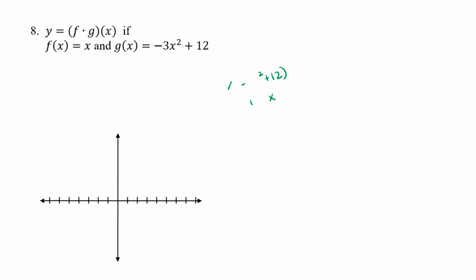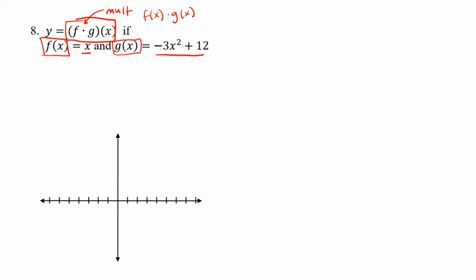But looking here at number 8, what it's first asking us to do is set up f times g of x. Now that dot there does mean multiply, so we're not setting up our composition of functions. We're really just setting up what's f of x times g of x. So all we do there is we take whatever f of x is, multiply it to g of x. So we're going to do x times negative 3x squared plus 12.